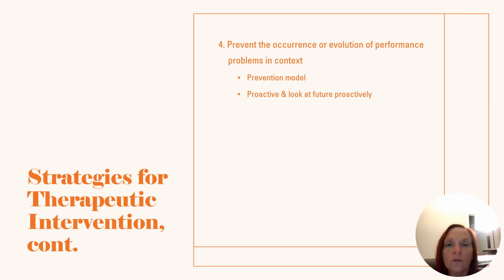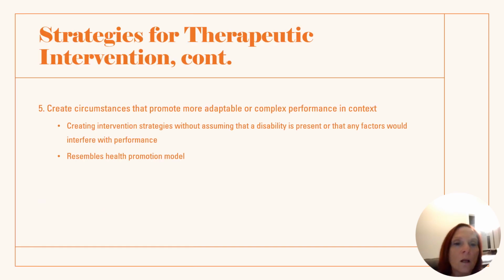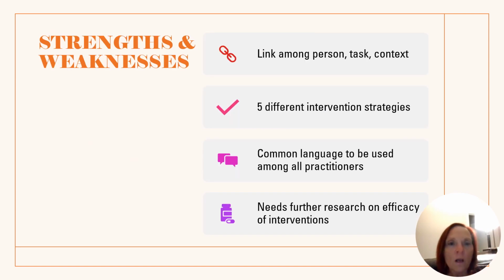Prevent the occurrence or evolution of performance problems in context. So that's more about a prevention model, being proactive and looking at future proactivity. Creating circumstances to promote more adaptable or complex performance, without assuming that there's a disability. So we would do more health promotion with this. So if you're working on designing some sort of health promotion project, you could use the EHP model for that in a needs assessment. Strengths and weaknesses.